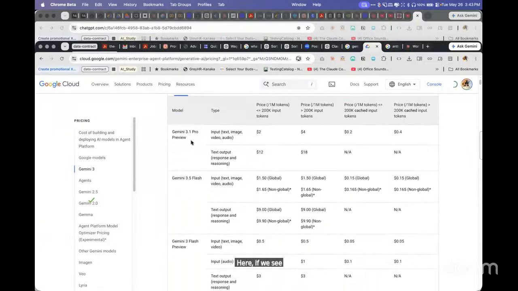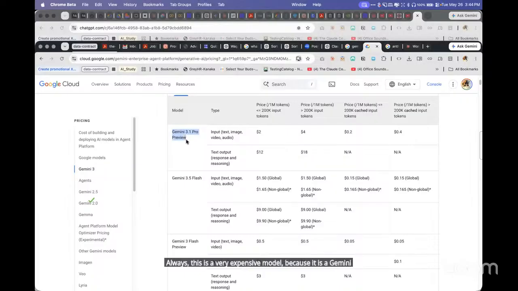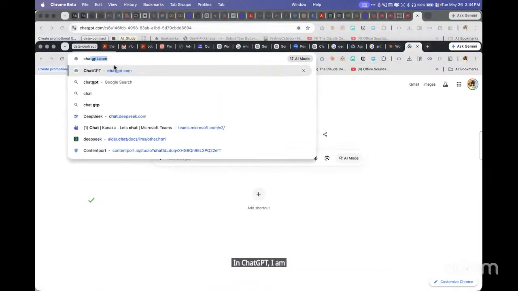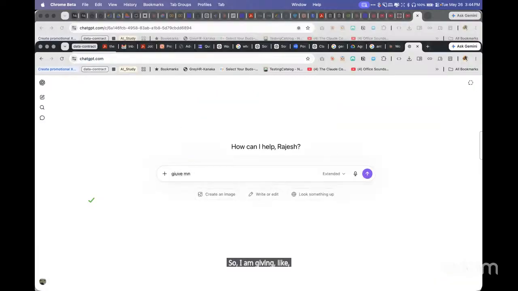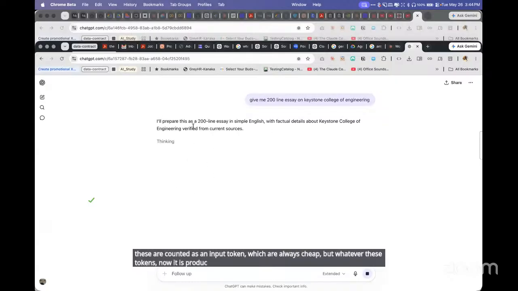Here, for the Gemini 3.1 Pro model, the price is per 1 million tokens, because for an LLM the input token price and the output token price are always different. For text input, this is a very expensive model because it is Gemini 3.1 Pro, an advanced LLM, which has a $12 input cost and an $18 output cost. Say in ChatGPT I give a command like: give me a 200-line essay on Keystone College of Engineering. These are the input tokens which I am giving to the LLM, which are always cheaper, but the tokens it produces are called the output tokens.